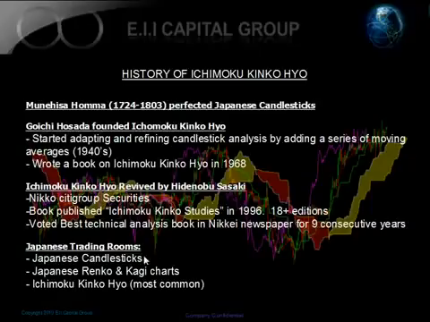The key thing to note here, there's 3 systems actually used in the Japanese trading rooms. The very first one you're probably very familiar with, which is Japanese Candlesticks. Most people have heard of dojis and so forth. The second system is Japanese Renko and Kaji charts, and then the third one is actually Ichimoku Kinko Hyo.